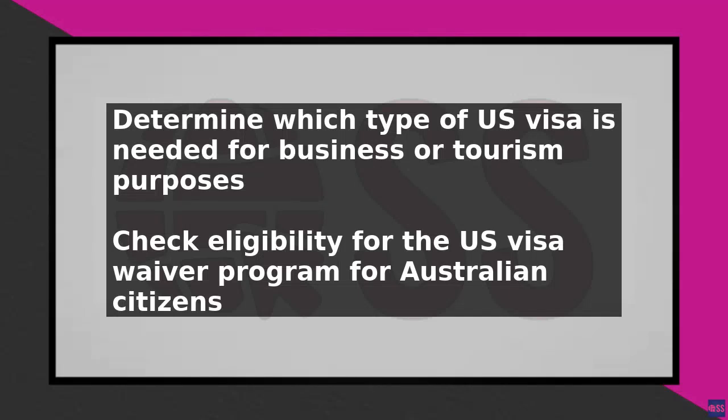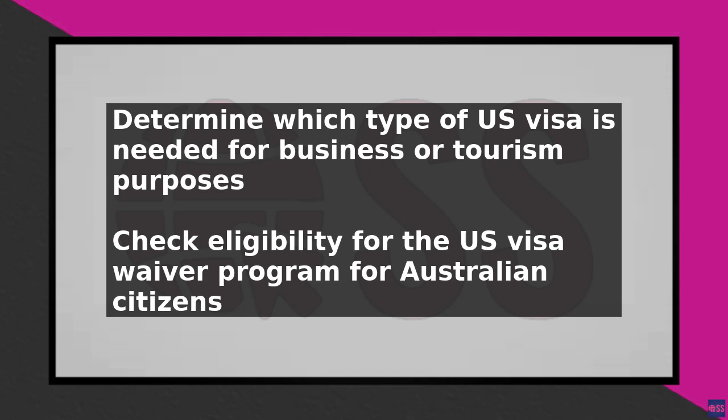Applying for a U.S. visit visa from Australia can seem like a daunting task, but with the right guidance it can be a straightforward process. To begin with, it is essential to determine which type of visa you need. The most common being the B1 or B2 visa for business or tourism purposes.